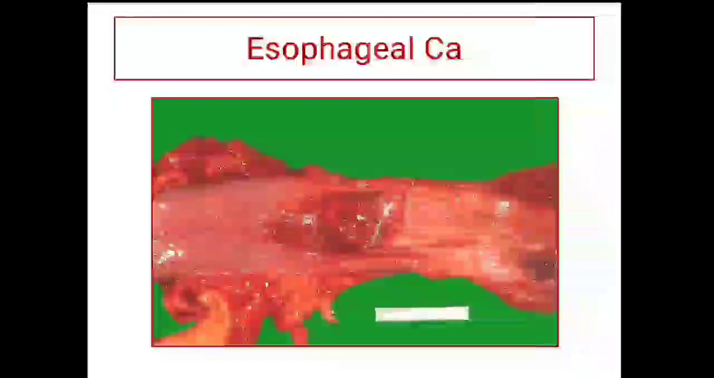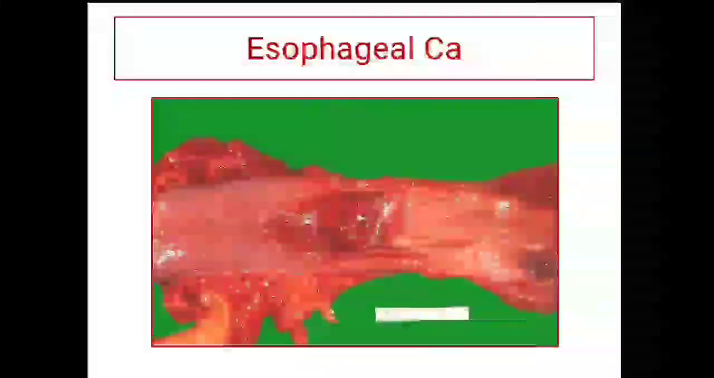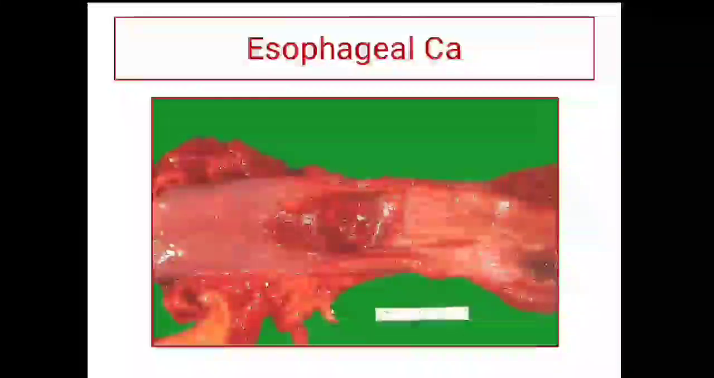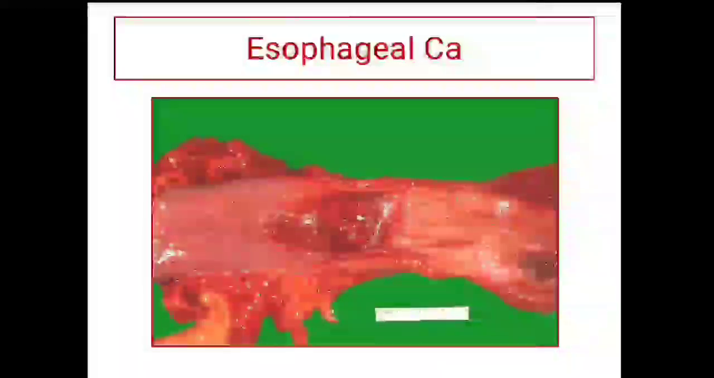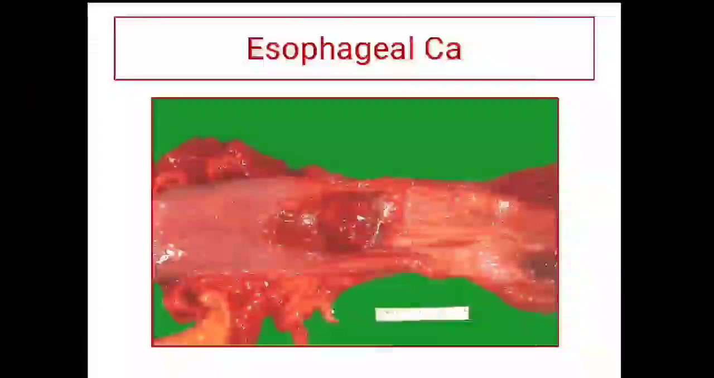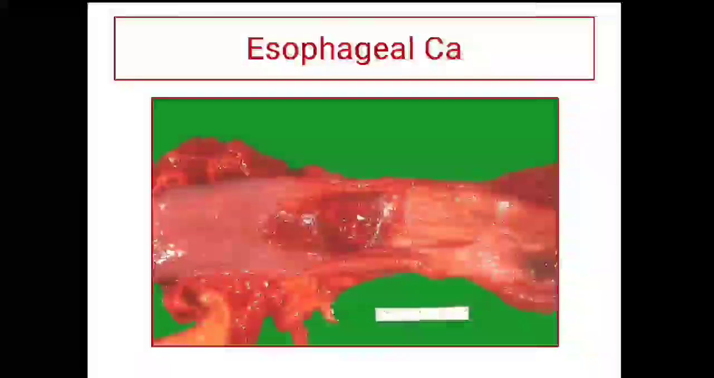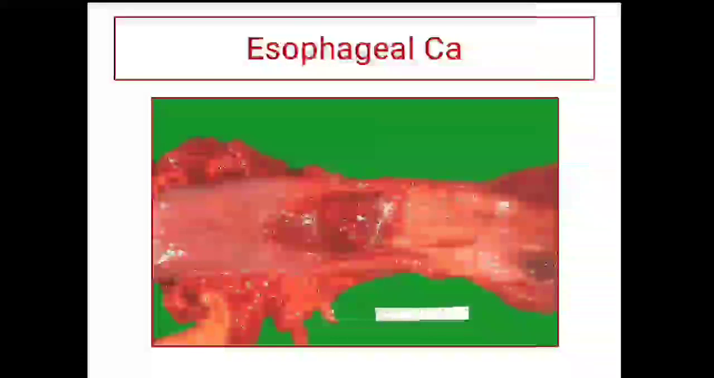This shows a specimen of esophagus that has been cut open longitudinally. You can see at the center there is a gelatinous ulcerated mass. This represents an esophageal cancer or esophageal carcinoma. Carcinoma of esophagus are mostly squamous cell carcinoma. A very few of them are adenocarcinoma.